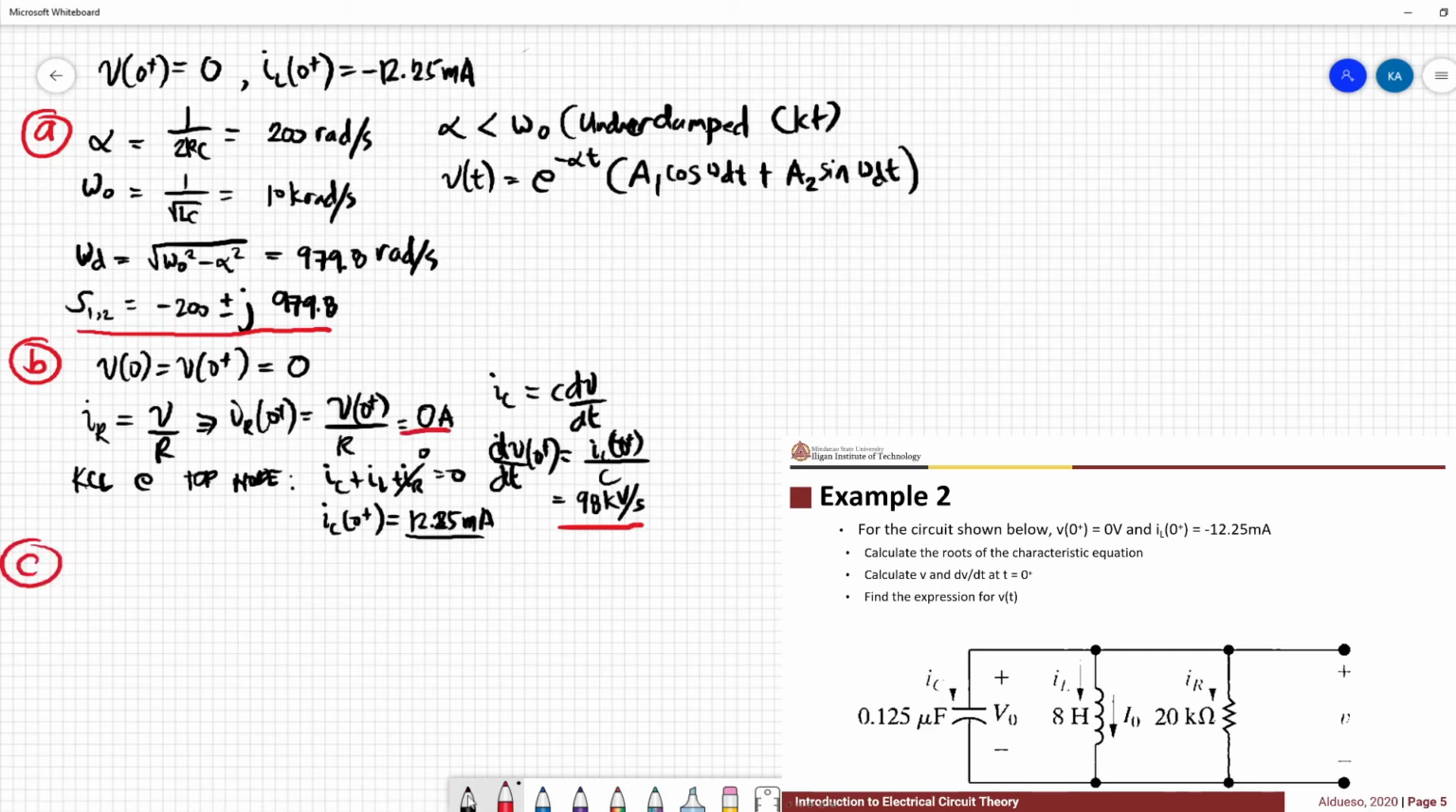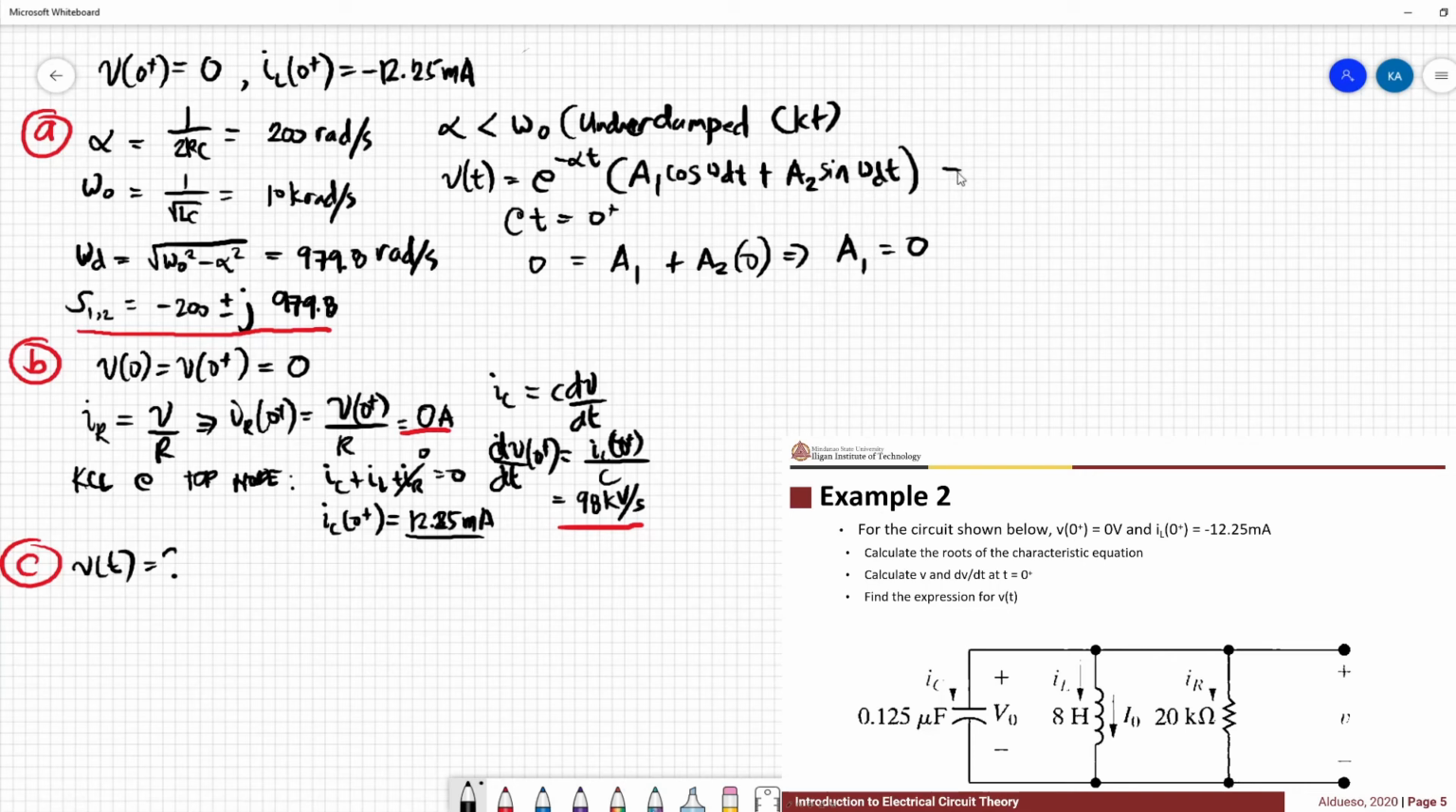For C, find the expression of V of t. Now, same process as the previous example. At t equals 0 plus, you have 0 equal to e to the 0 is 1. We have a1, cosine of 0 is 1, plus a2, sine of 0 is 0. We have for a1 equivalent to 0.